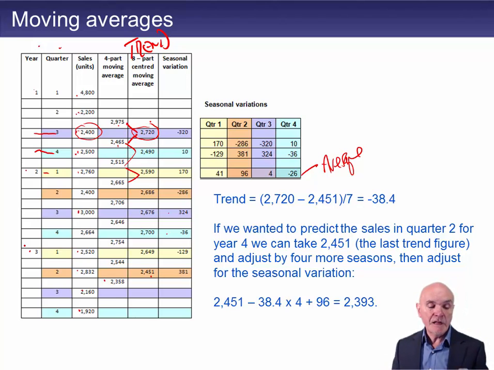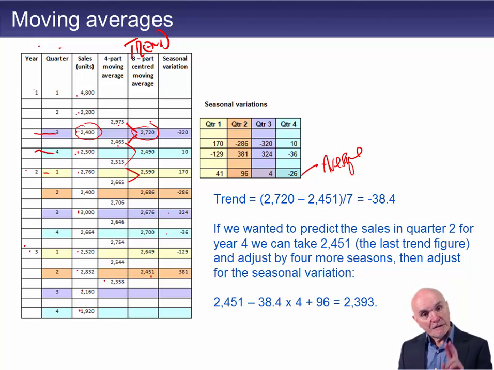Now almost certainly, this calculation would all be done for you in the exam. The examiner is not interested in you doing 4-part averages, 8-part averages and so on. You're well above that now. The examiner will give you this and ask you to make use of it. Typically the use you're going to be making of it is to predict what the sales are going to be, maybe in, let's say, Q2 for year 4, because this allows us then to plan.